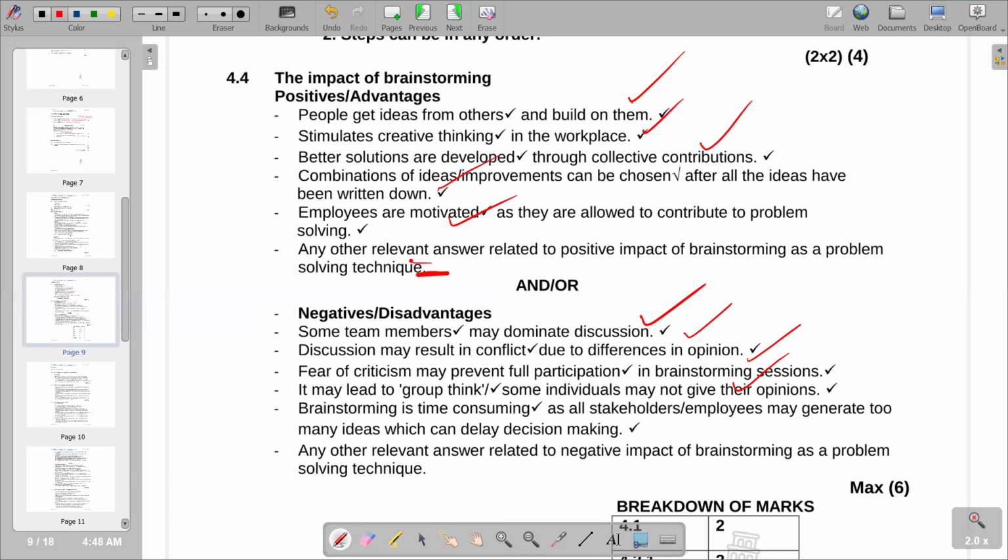And then I will go to the next one. Brainstorming is time consuming as well. Stakeholders or employees may throw in too many ideas, which can delay decision making. Obviously, we can bring in another that is correct. So this becomes the last part of our question.